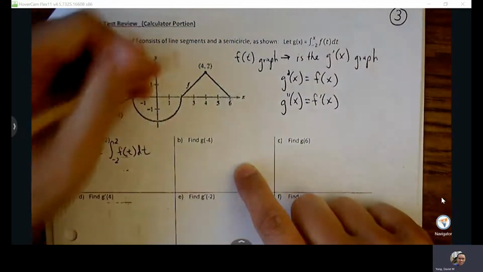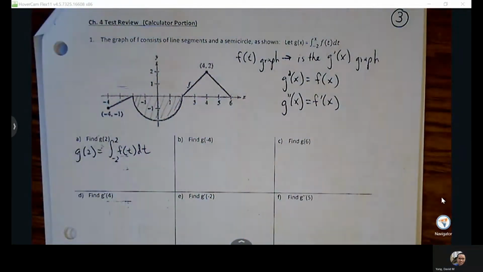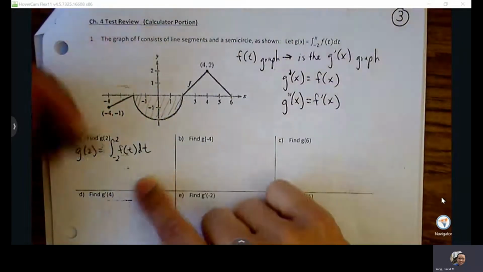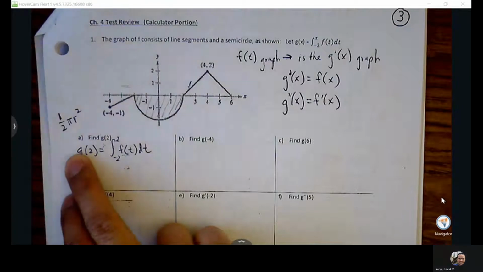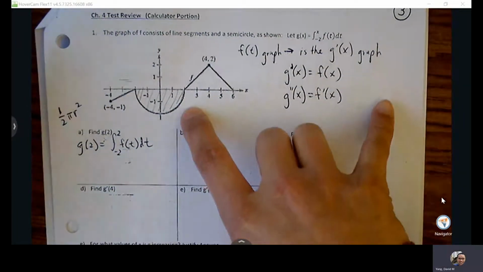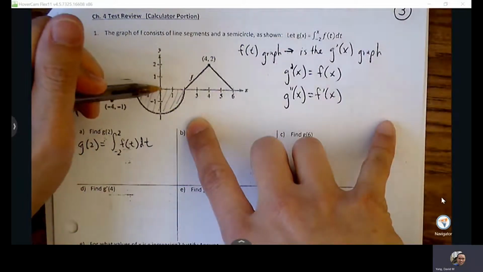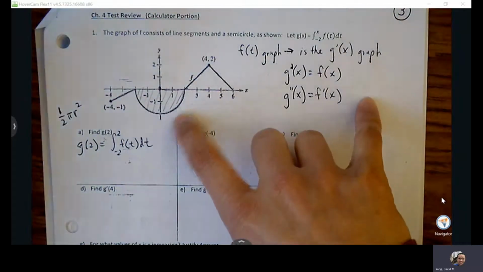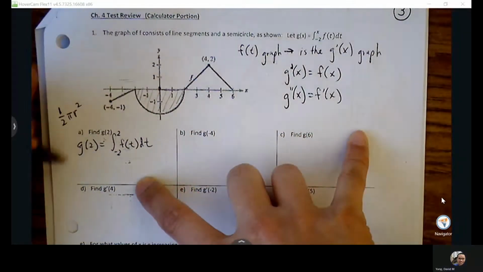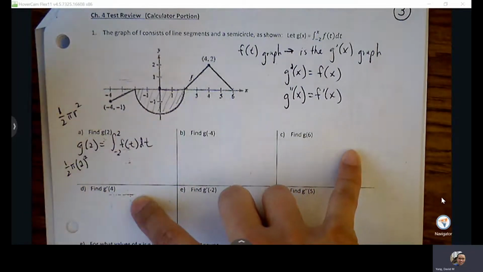Okay, so here's the graph and the x-axis between -2 and 2. Okay, so that's a semicircle. Formula is 1/2 pi r squared. Okay, what's the radius of the semicircle? 2, yeah, from the center to a point on the semicircle, 2. So 1/2 pi 2 squared, which gives us 4 over 2 pi, which is 2 pi.